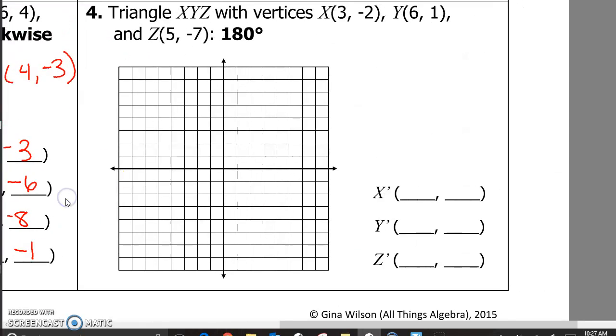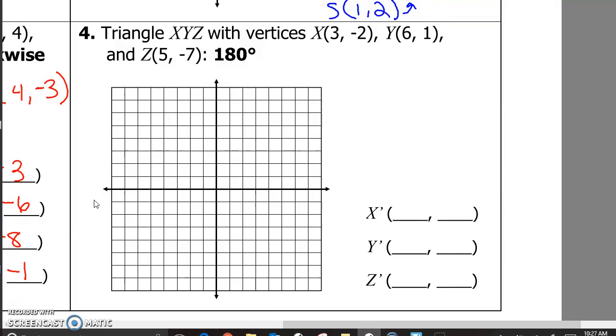Okay, so now we've got a triangle that we are going to rotate 180 degrees. Okay, so we've got X, Y, Z. X is at 3, negative 2. Y is at 6, 1. Z is at 5, all the way down to negative 7.